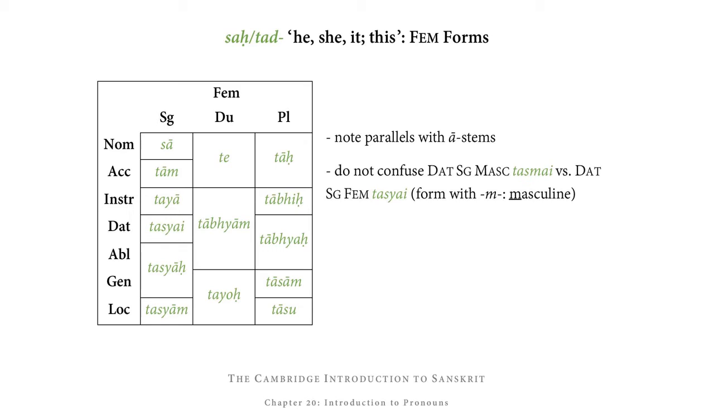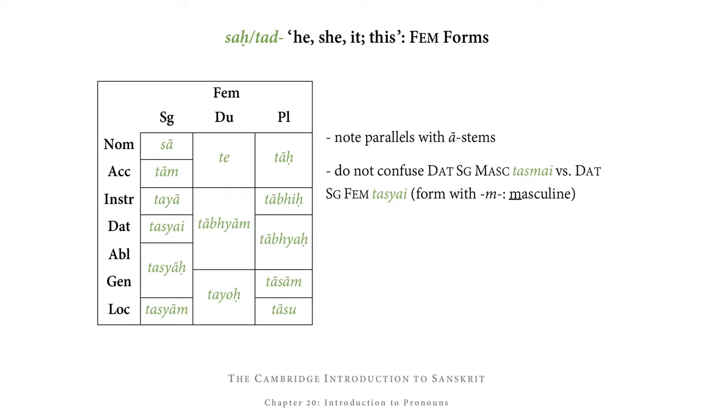In the singular, on the other hand, there are a couple of unexpected or new endings. In the nominative singular, we have sa, so once again we have a form that does not begin with a T but begins with an S, sa. The rest of the forms do begin with a T though, and so we get tam, taya, tasyai, tasyach, tasyach, tasyam. Again, there is some overlap with forms that we already know, but probably not enough.